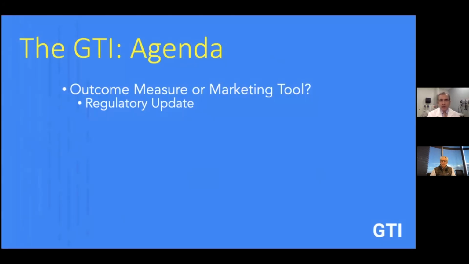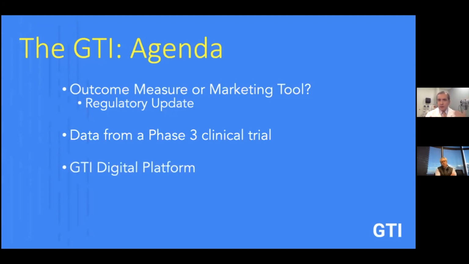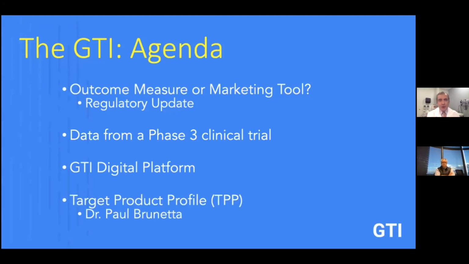So here's the agenda. I will say a few words first about the GTI as an outcome measure or marketing tool and give a brief regulatory update. There's exciting news in that area. I will talk about data from a phase 3 clinical trial, and before that, we'll give a little bit of background to the GTI to help you understand the data. Then we will show you a recorded demo illustrating use of the GTI digital platform and entry of data. And then my good friend, Dr. Paul Brunetta from Sana Biotechnology has joined us, and he will talk about use of the target product profile and how the GTI might fit into that.